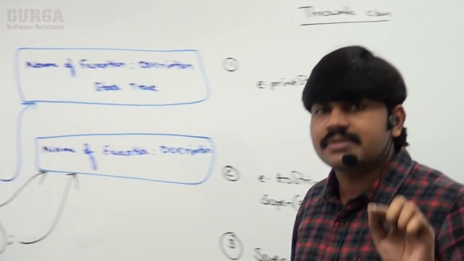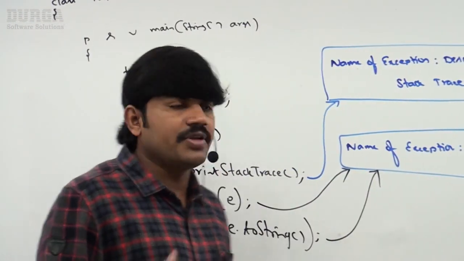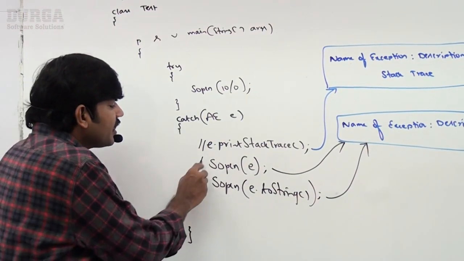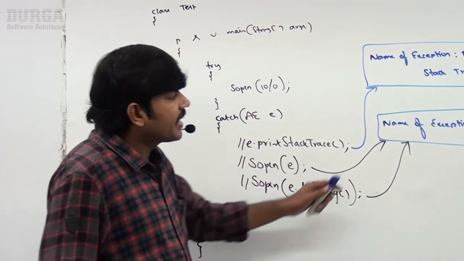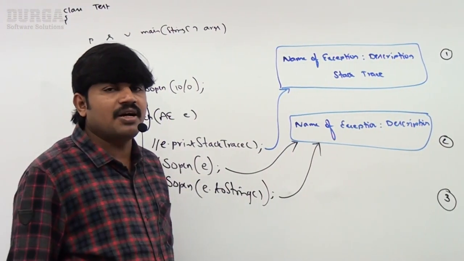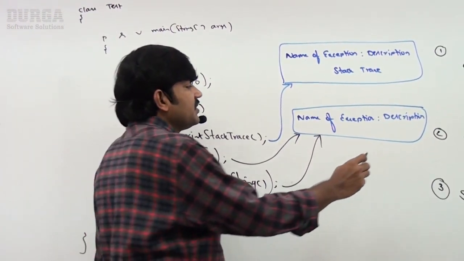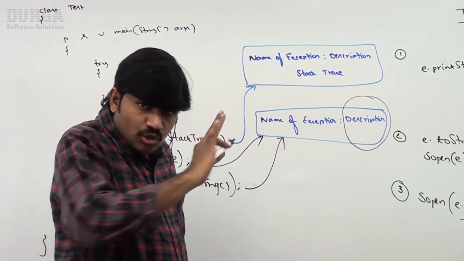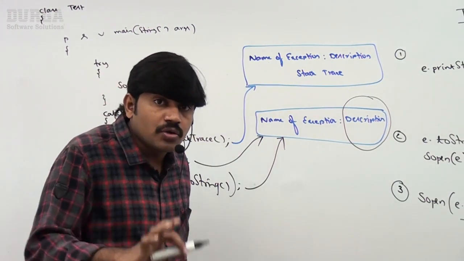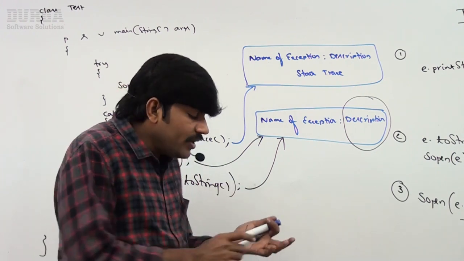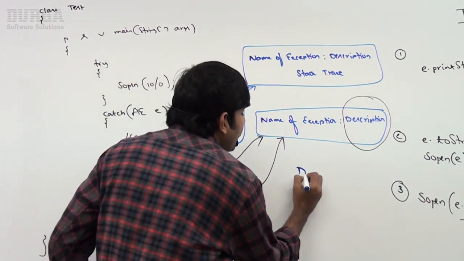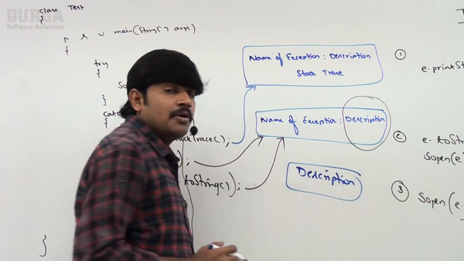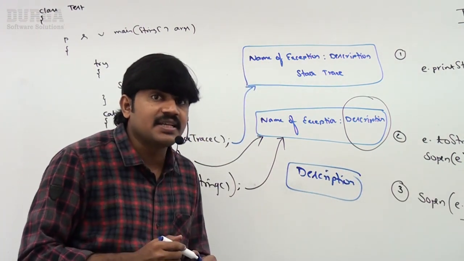Now the next method, the third method we have is the getMessage method. Do you know what is the difference between getMessage and toString? Very simple, boss. I want only the message, only the description. I don't want the name of the exception. I don't want a stack trace. Just the description. If you want only the description, better to go for the getMessage method.